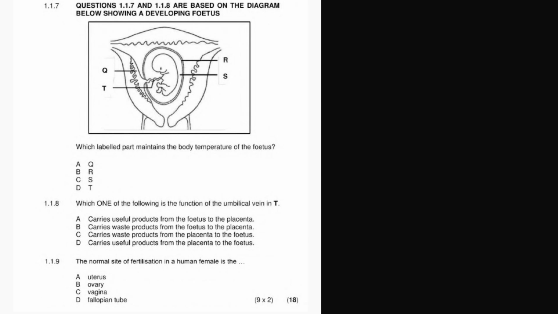Therefore now we have Q, we have T, we have R, we have S. Therefore now, which labeled part maintains the body temperature of the fetus? It is S. Right? Option C, it is the correct option. So it maintains the body temperature of the fetus. It is option S. Therefore now 1.1.8, which one of the following is the function of the umbilical vein in T?